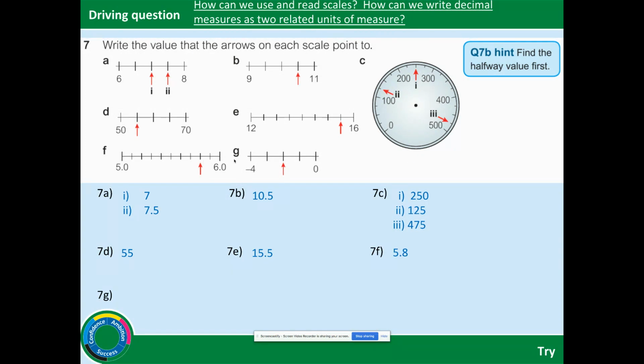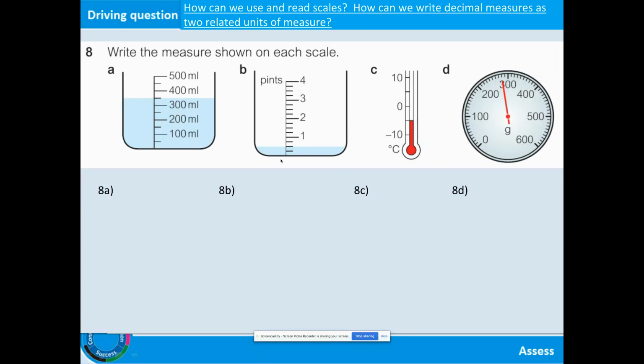And our last one, we've got negative numbers this time from 0 down to -4. So halfway between 0 and -4, we have -2. Okay, so have a go at reading these ones on your own. 4 questions there. Press pause and then press play when you're ready for the answers.